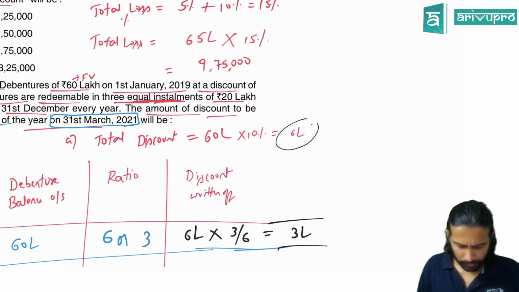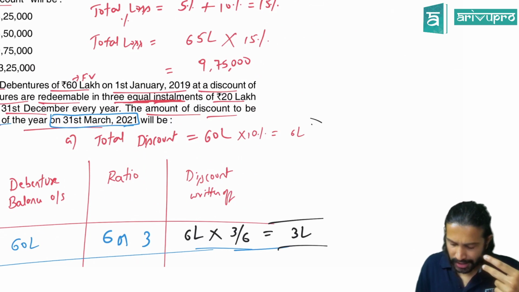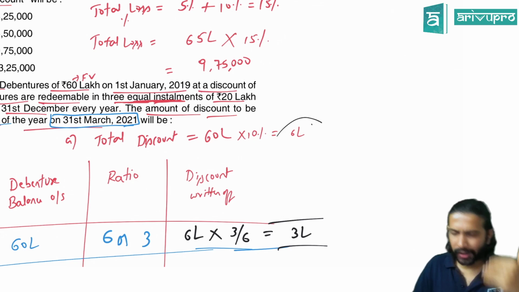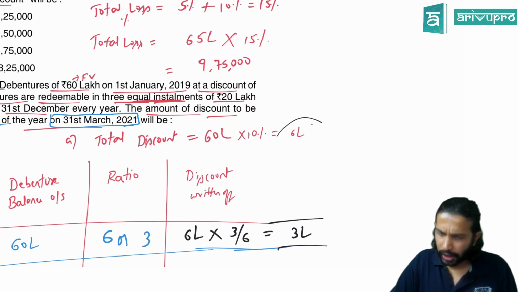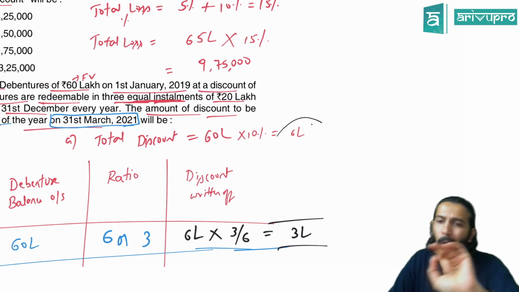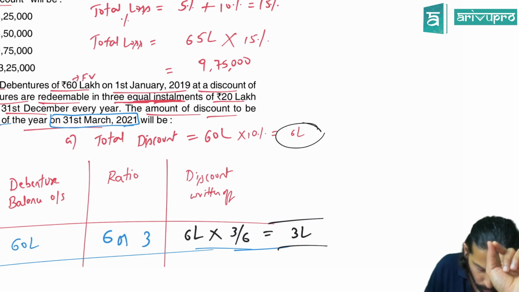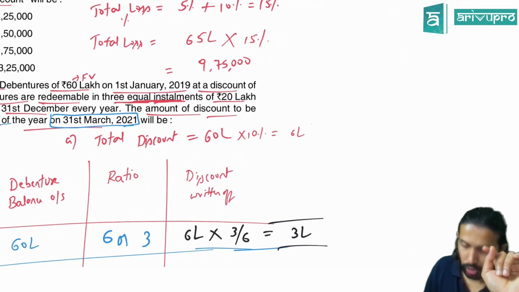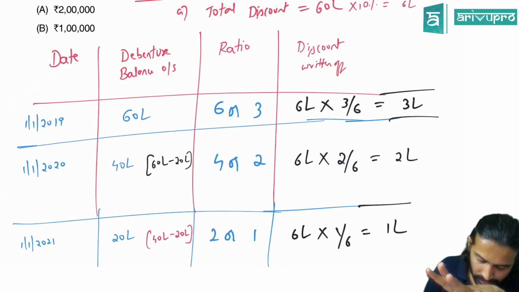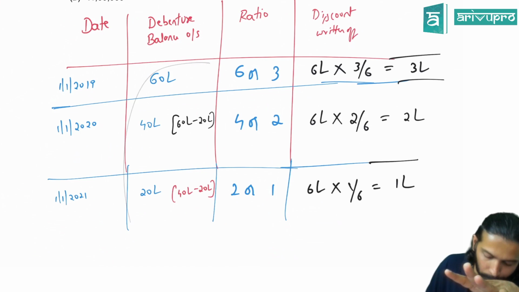So I will transfer this 6 lakh over a period of 3 years. Meaning every year I'll transfer 2 lakh. Then also it will be the same answer. The problem there is, sir, this loss is occurring only because of debentures. So a better approach to write off this loss is with respect to the debenture account balance.